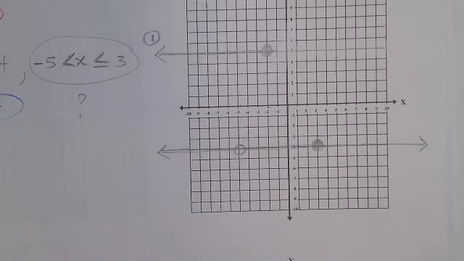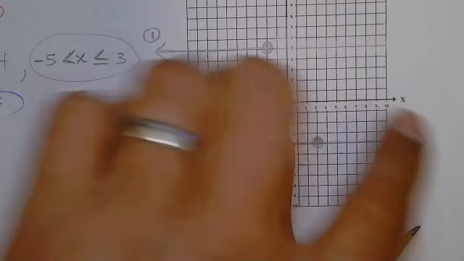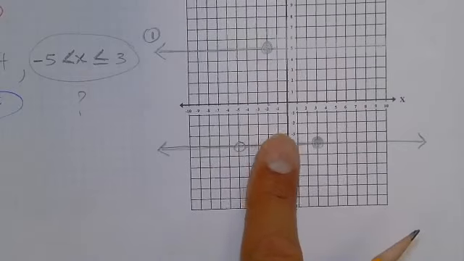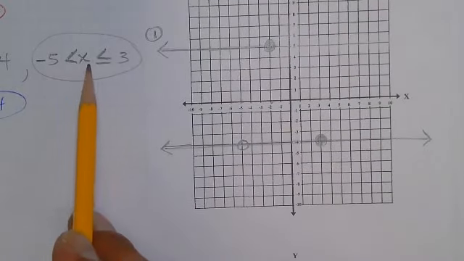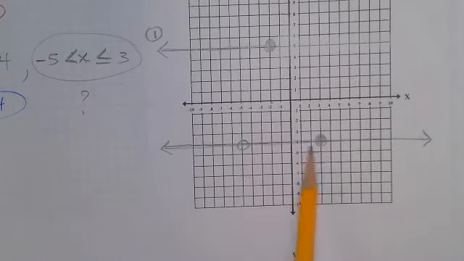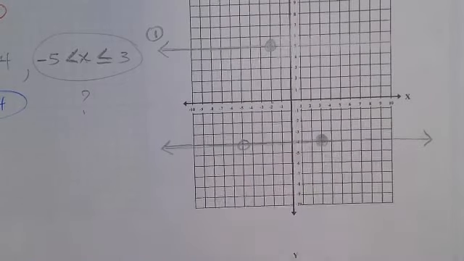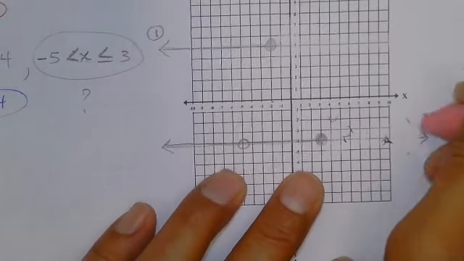Everybody good? So which part of this do we keep? Do we erase the middle and keep the arrows on the left and right? You only keep the middle. This is saying that x is a number that is greater than negative 5 but less than 3. So isn't it this middle part? Yeah. So that means we erase.